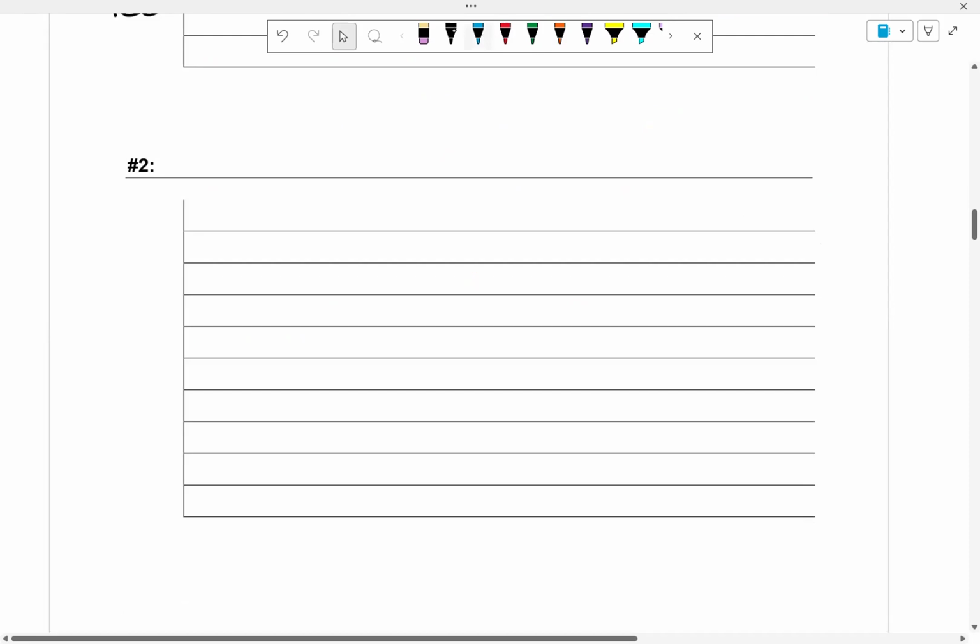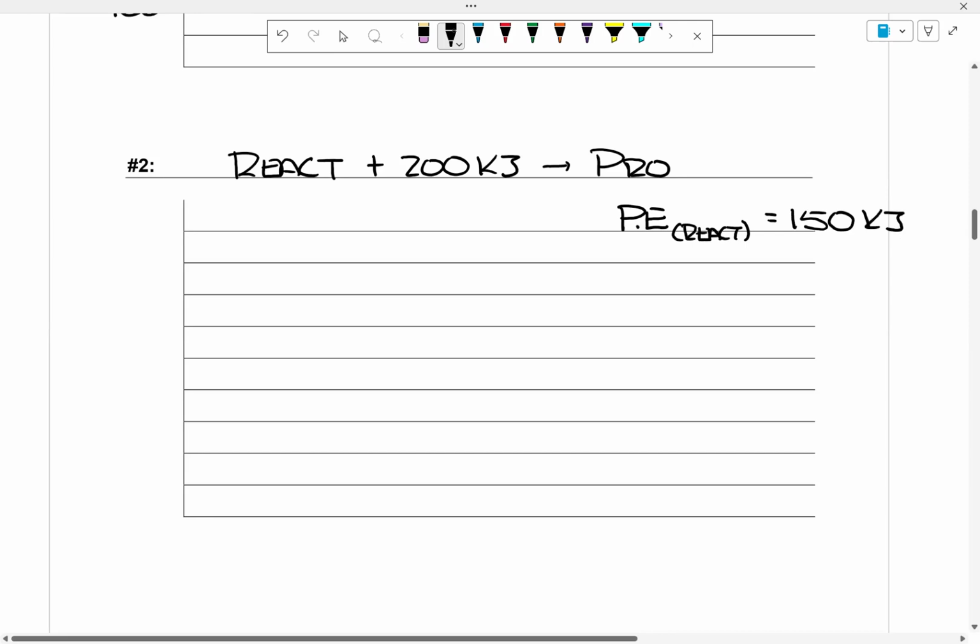And so what I'm going to get you folks to do is I'm going to say the reactant here plus 200 kilojoules would give you the products. Okay, so the PE of the reactant is equal to 150 kilojoules. You have the PE of the activated complex is equal to 400 kilojoules. No, sorry, not 400, 450.